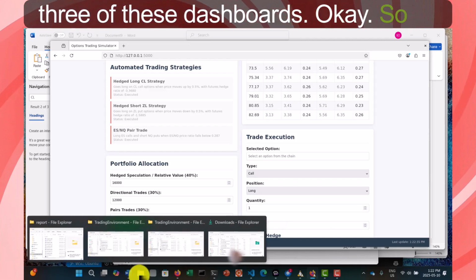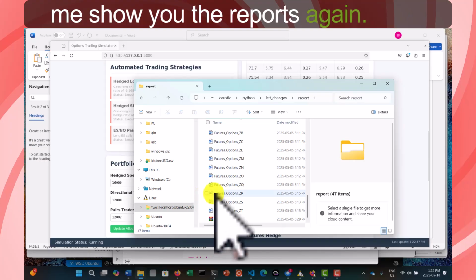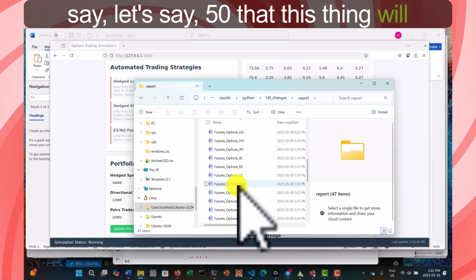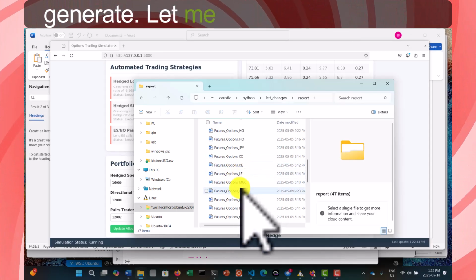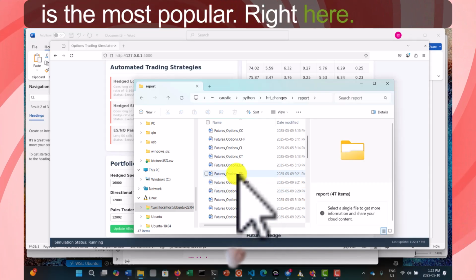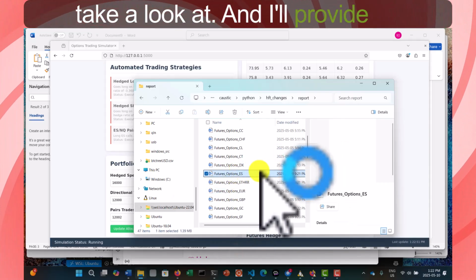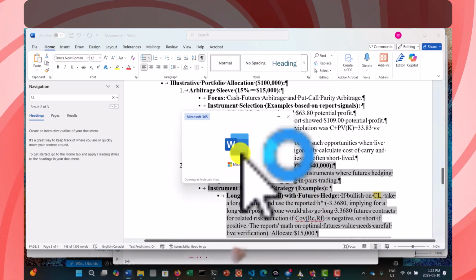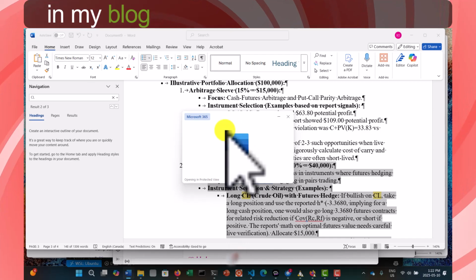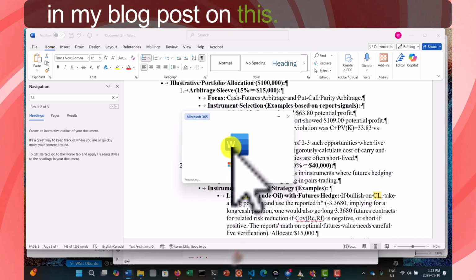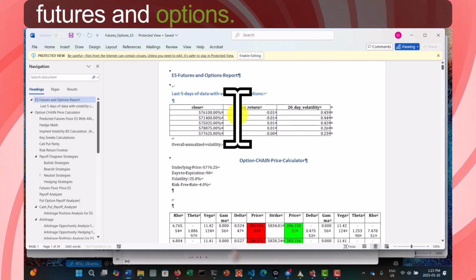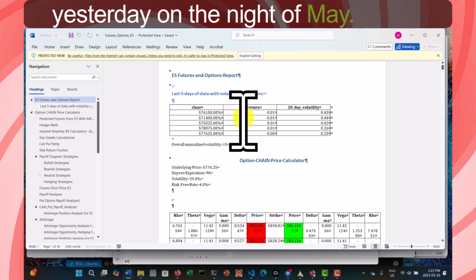Okay, so let me show you the reports again. So in these reports, we have a variety of, let's say 50 that this thing will generate. Let me show you, usually ES is the most popular right here. I'll provide an individual report in my blog post on this. Okay, so here we are. So right here, this is the ES futures and options. This was generated yesterday on the 9th of May.